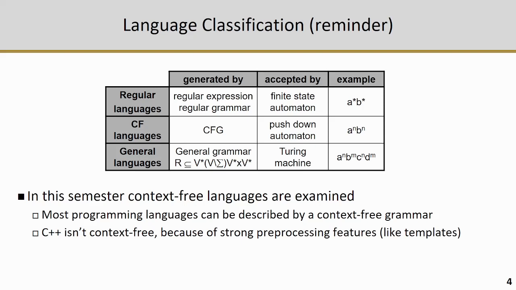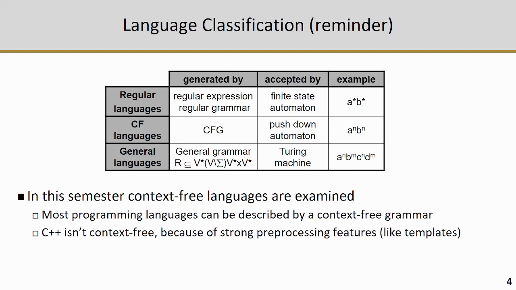If we go back to the classes of languages, you may remember that regular languages can be defined by either regular expressions or regular grammars, and accepted by finite state automata. An example is a star b star, the language containing strings starting with any number of a's followed by any number of b's.